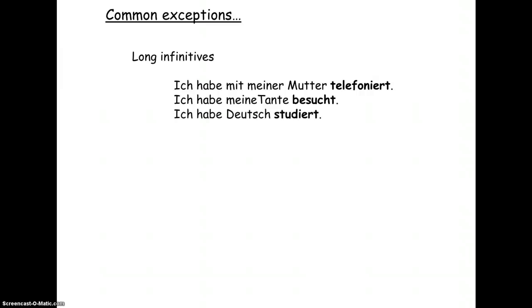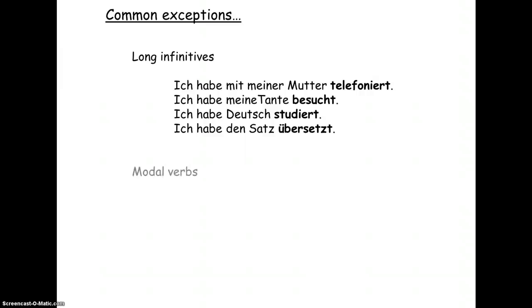Ich habe Deutsch studiert. I studied German. Again, no GE. Ich habe den Satz übersetzt. I translated the sentence. Again, no GE. The infinitive, übersetzen, four syllables long. It's a long infinitive. Arbeiten would be one exception to that. Arbeiten is three syllables, but you do say ich habe gearbeitet. So it's not a hard and fast rule, but it's something to watch.